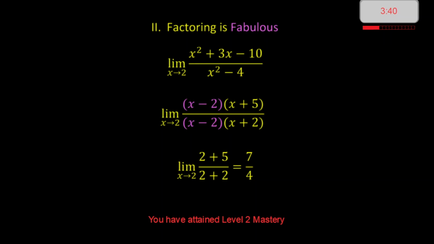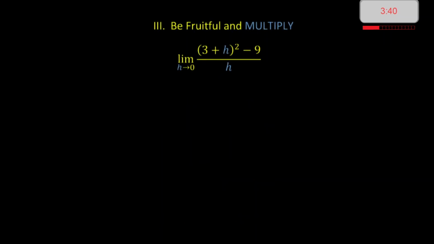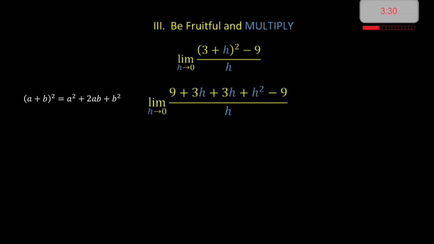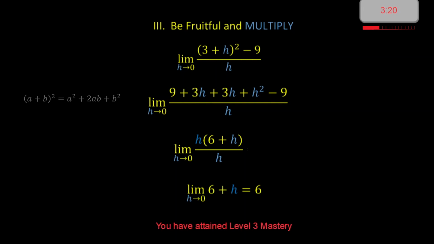We're moving up. Once again, we have an expression that does not evaluate easily to anything by plugging in the limit value. However, we have a binomial squared in the numerator, which we can multiply out, applying the reference rule, with the hopes that we'll be able to cancel the value h. After eliminating the 9s and combining like terms, we see we have a factor of h in both the numerator and denominator, which we can cancel, and then the limit is easy to find. You have now attained level 3 mastery. Let's move on.